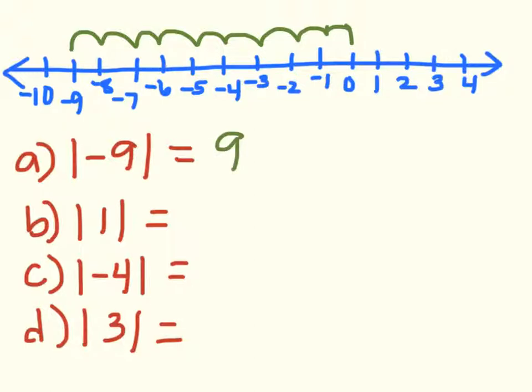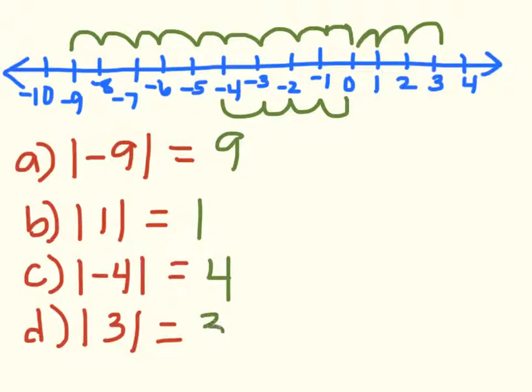In B, we're trying to find the absolute value of 1, which is 1 space from 0 on the number line, so its absolute value is 1. Let's look at negative 4. 1, 2, 3, 4. The absolute value is 4. 3 is 1, 2, 3 spaces from 0, so its absolute value is 3.